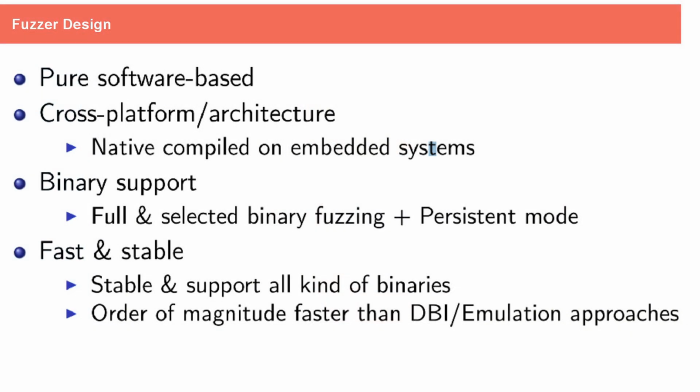Okay, the design is that our fuzzer is purely software based. We do not use any features from the CPU to build this one. So it works everywhere, on all CPUs, in all environments, because we do not rely on actual hardware features. It works on any CPU and architecture, natively compiled on embedded systems, supports binary, fast and quite stable.